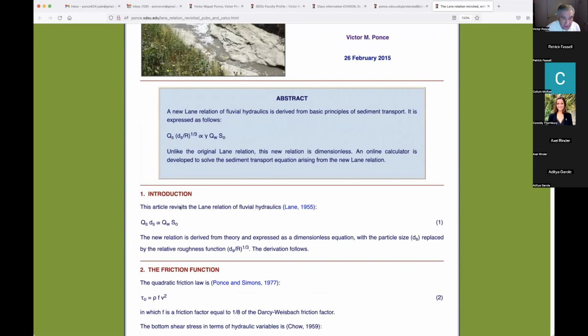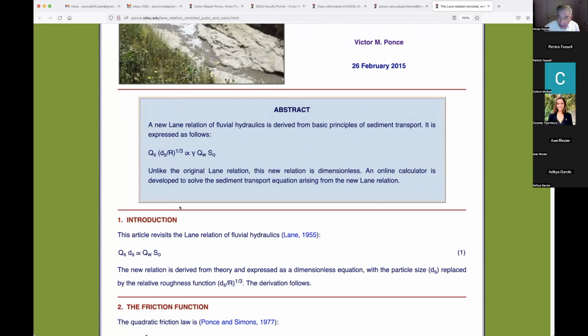Lane's original relation, 1955. We are going to come up with an equation of sediment transport, a sediment transport function, in other words, to calculate sediment transport. I've already shown you how I derived that equation, so I'm not going to reiterate it now, because later I'm going to show you a video. It's very important.